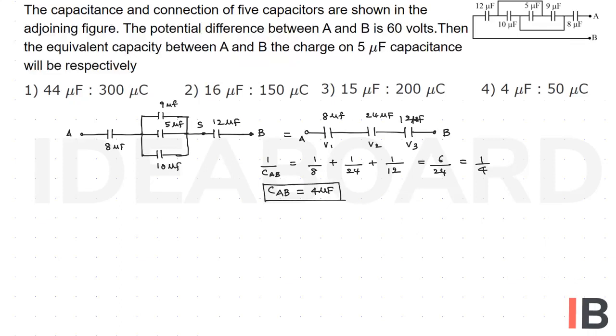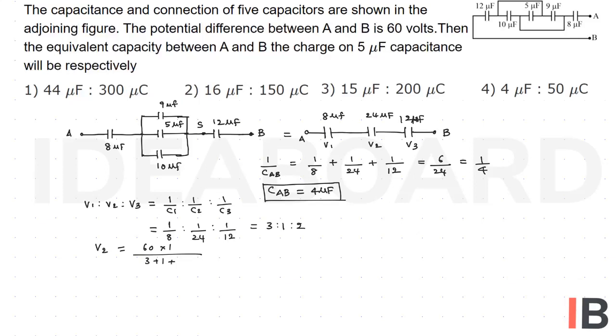But we know very well, in the series combination the potential difference across each capacitor is equal to the inverse ratio of their capacities, which is 1 by 8 is to 1 by 24 is to 1 by 12, that is 3 is to 1 is to 2. And V2 is equal to 60 into 1 by 3 plus 1 plus 2, which is equal to 10 volt.